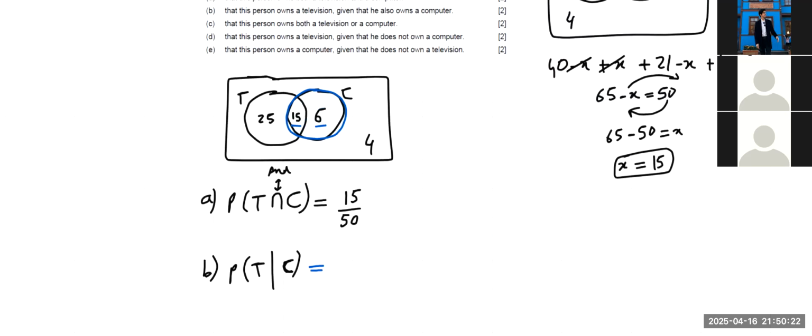Is it 15 over 6? No, not 15 over 6. That would be more than 1, which is impossible. It's 15 over the total number of people in my box, which is all the computer people, which is 21.